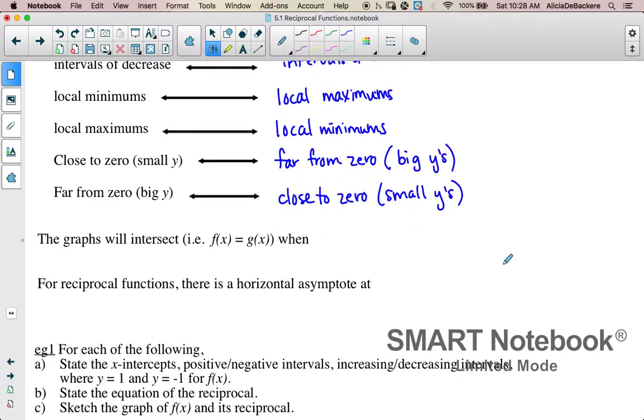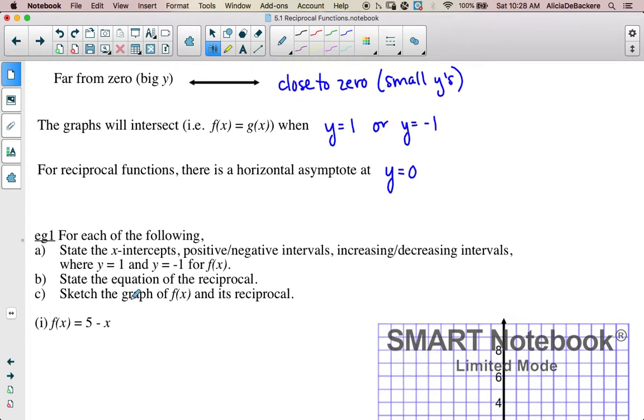All right, so when will the graphs intersect each other? When are they going to cross each other? Well, that's going to happen when the y value is 1 or when the y value is -1. And then for reciprocal functions, there's always going to be a horizontal asymptote at y equals 0. So that asymptote's not going to move for our reciprocal functions that we're looking at. You might remember from grade 11 that if you were to do transformations on a reciprocal function, then the asymptote would move. But we're not going to be looking at transformations of these reciprocal functions this year.